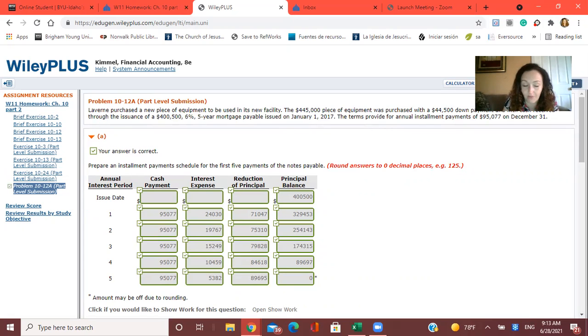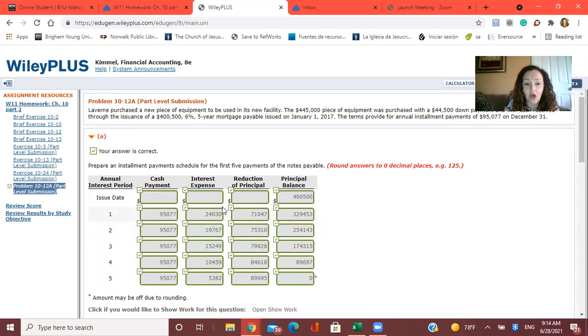annual installment payments of $95,077 on December 31st. So like you see, I have the exercise completely, but I did my Excel helper, and we go in there. The first column is the cash payment, and we're going to put the 95,077, the annual installment payment that we're going to make. We have 5 years, right? And every year we have to pay this. So this is the cash payment.